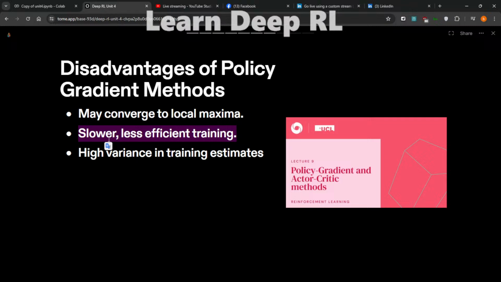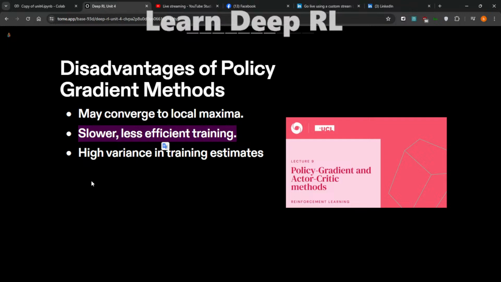The other thing is slower, less efficient training. Like you saw, you have to go through the entire episode before you optimize your parameters. Because of that, it is going to be less efficient, because you have to keep finishing episodes to even try a different set of parameters. So it's slower and less efficient because of that.